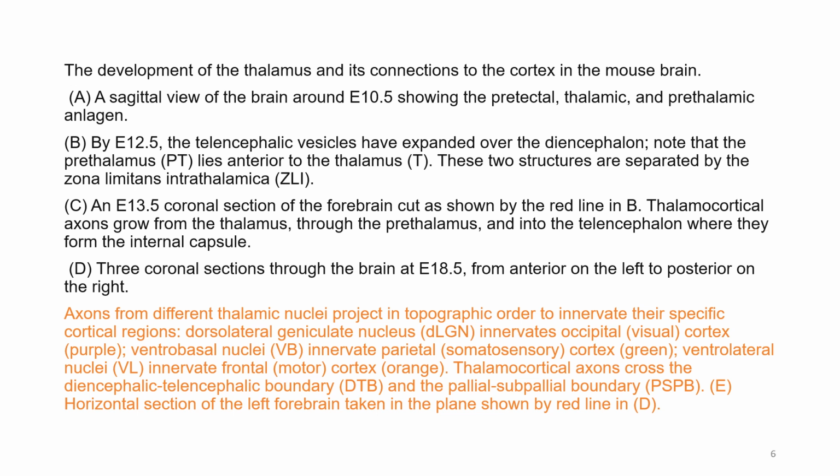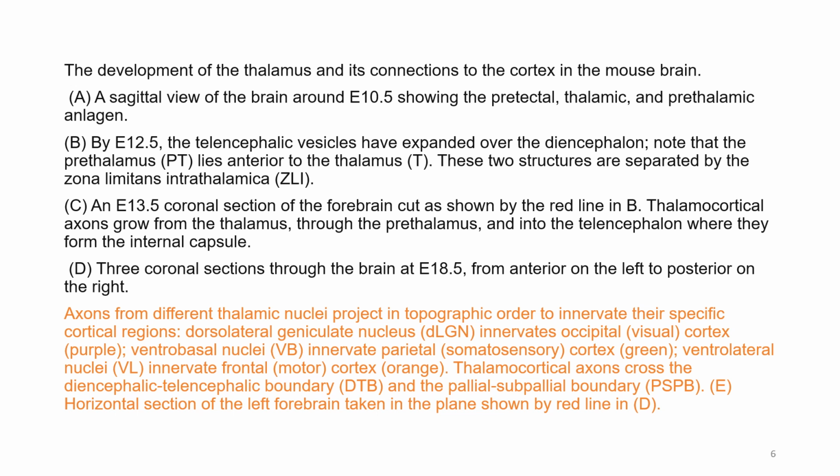So the prethalamus is formed anterior to the thalamus, and these two structures are separated by the ZLI, that is, zona limitans intrathalamica. So at 10.5 days, the first anlagen of the pretectal, thalamic and prethalamic regions will be formed. At 12.5 days, the prethalamus will be formed and it is separated from the thalamus by the zona limitans intrathalamica.